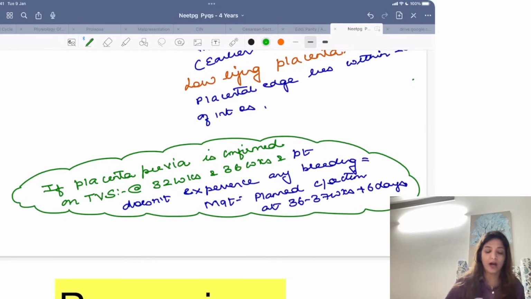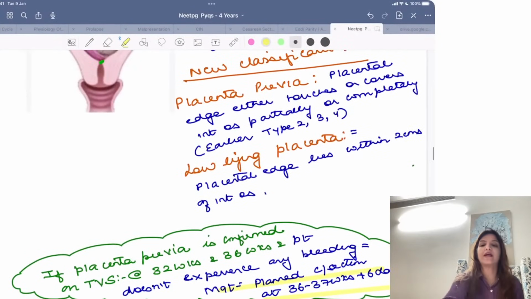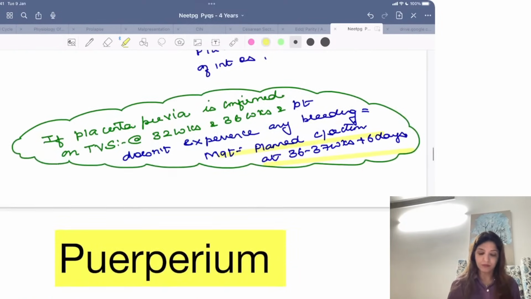In this situation, you are expected to perform an elective cesarean section between 36 to 37 weeks plus 6 days. So between 36 and 37 weeks, you have to schedule a cesarean section. Always, for delivering placenta previa or a low-lying placenta, the best mode of delivery is cesarean section. Clear to all of you? Okay. So this was the question they had asked on placenta previa in the past 4 years in NEET.